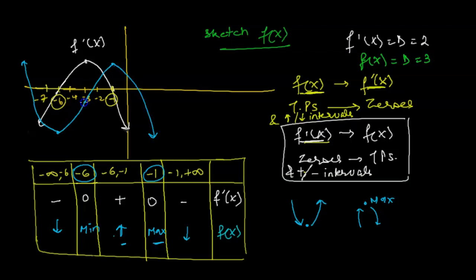Now we notice this point is right in between the min and the max, also called the point of inflection, where the second derivative is supposed to be negative definitely, but we don't worry about that here. We just were supposed to get the sketch of the original function, which we have now sketched using all of this information. So this is how we sketch graphs from the given graphs of the derivative or from the given graphs of the original function.